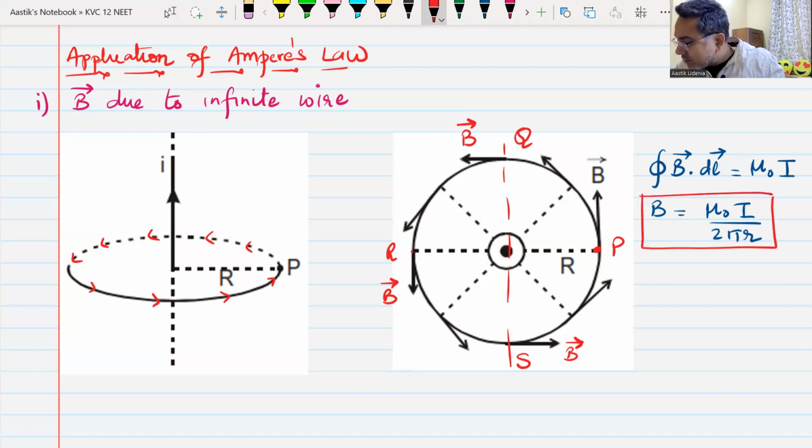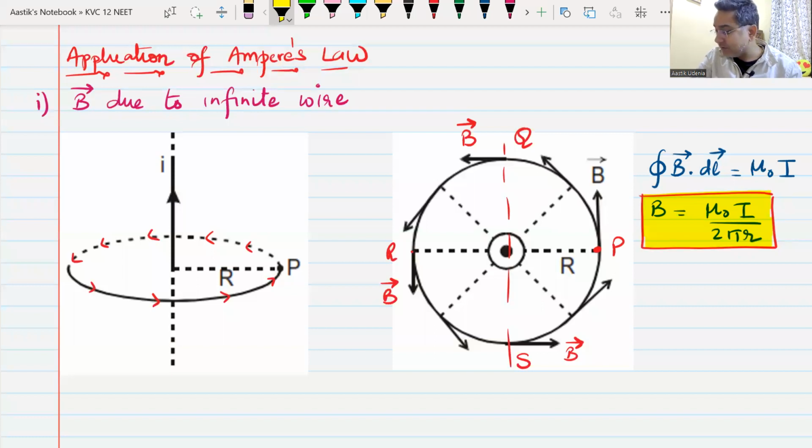Everyone understands the application of Ampere's law? Mu naught I by 2 pi r. This is the magnetic field due to an infinite wire. I'll give you a minute to draw the diagrams and let me know if you have understood this.